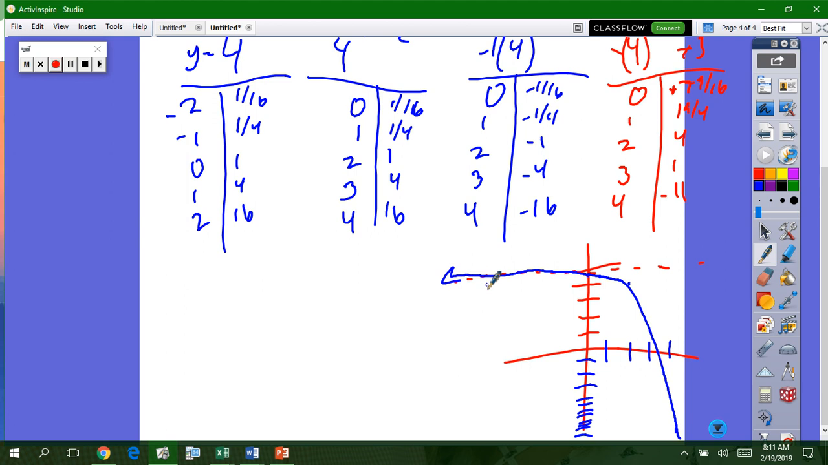What's our domain? Still negative infinity to infinity. What's my range? How low does it go? What'd you say, Jacob? Close. Always want to go least to greatest. Negative infinity to 5. So I want to just flip it. I always want to go the lowest I can to the highest.